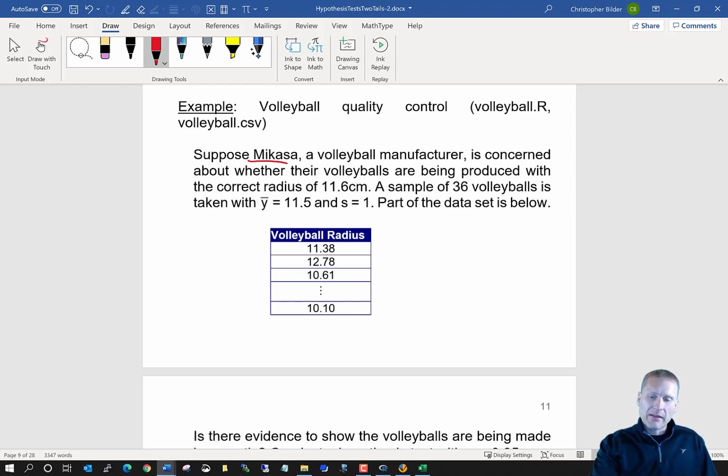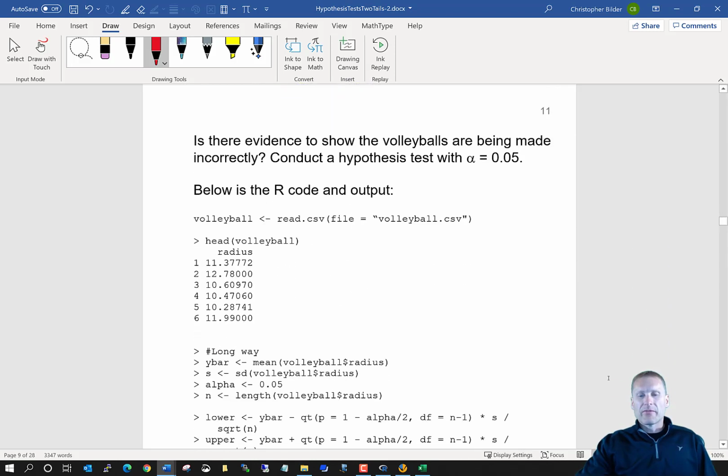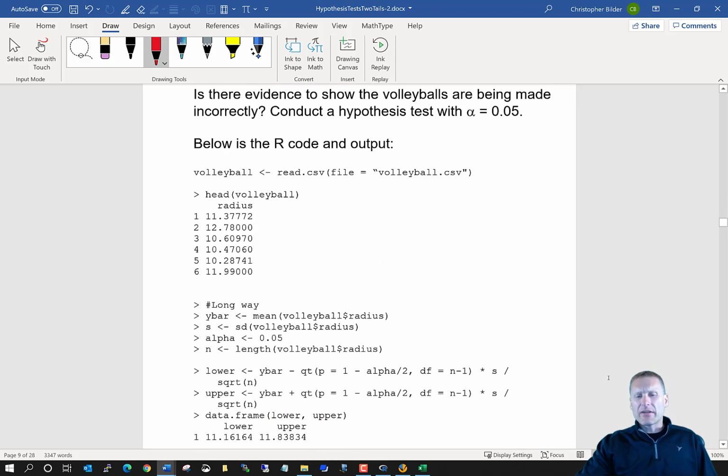So let's say that in their manufacturing plant, they randomly sampled 36 volleyballs that have been produced. What they got was that the sample mean was 11.5. The standard deviation was 1. Here's part of the data set. The first volleyball was 11.38 in the sample. The next one was 12.78, and so on. Given this information, is there evidence to show that the volleyballs are being made incorrectly? Let's conduct a hypothesis test to check it out. We're going to use a probability of a type 1 error of 0.05.